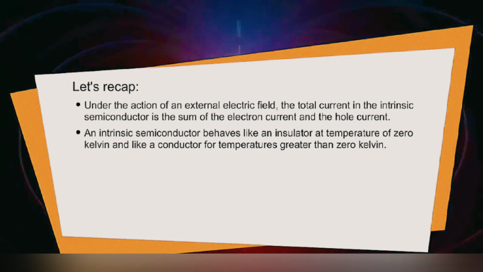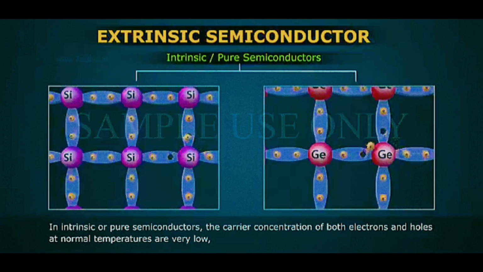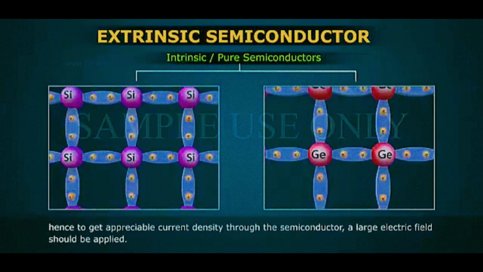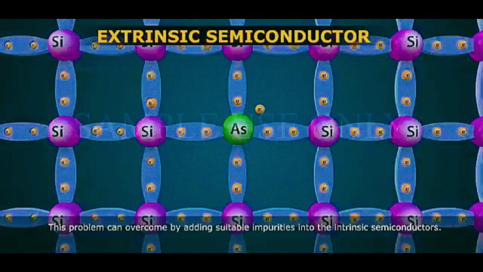Extrinsic semiconductors. In intrinsic or pure semiconductors, the carrier concentration of both electrons and holes at normal temperatures are very low. Hence, to get appreciable current density through the semiconductor, a large electric field should be applied. This problem can be overcome by adding suitable impurities into the intrinsic semiconductors.